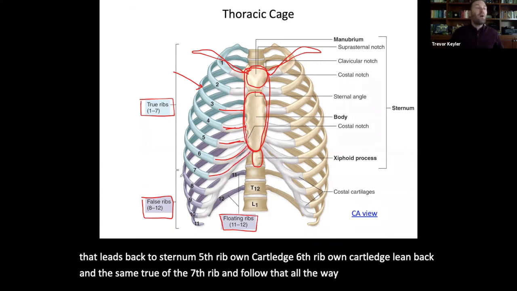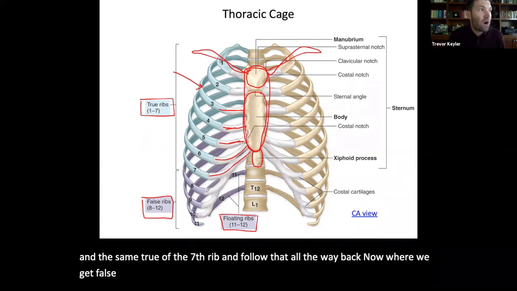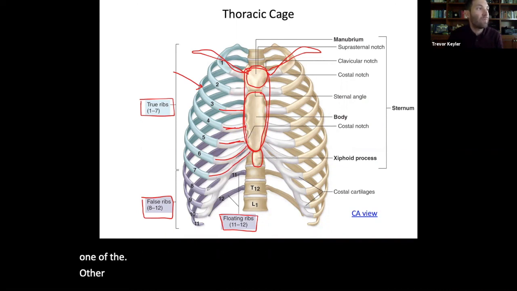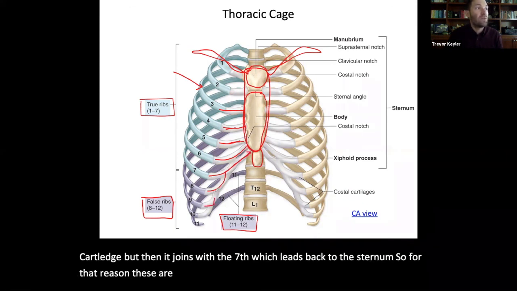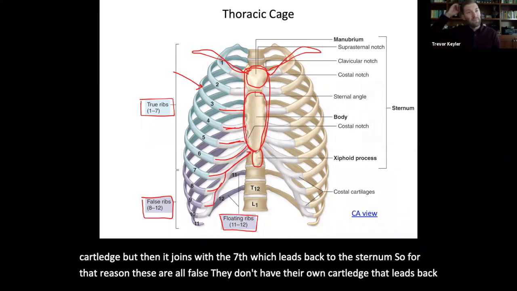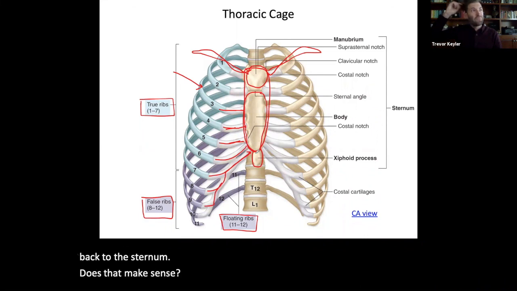Now, where we get false ribs is those cartilages join together and then join up with one of the other cartilages. So for example, the eighth rib here seems to appear to have its own cartilage, but then it joins with the seventh, which leads back to the sternum. So for that reason, these are all false. They don't have their own cartilage that leads back to the sternum. Does that make sense? Okay.